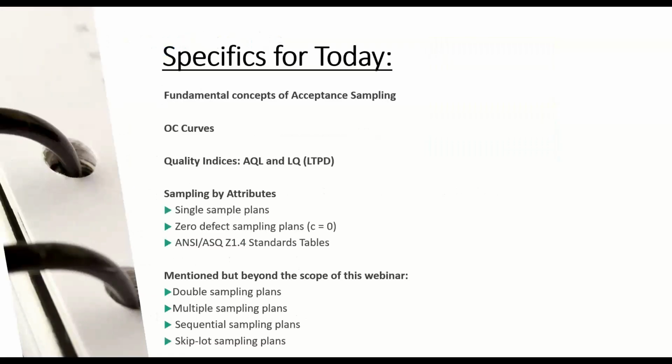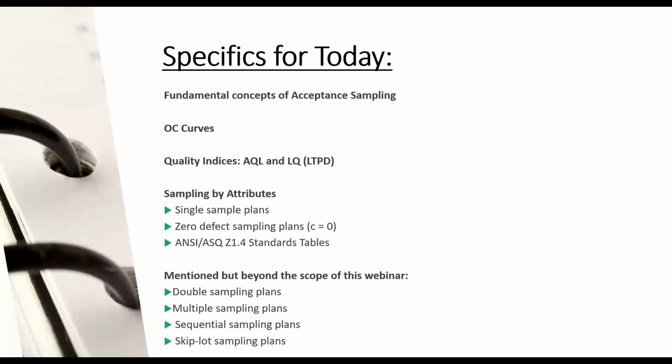Okay, so for today, we're going to look at just fundamental concepts of acceptance sampling. We're not going to get too detailed, but I think it'll be a good start. It's a good overview, and most of my webinars are overviews, right? But they're very useful. We'll look at some OC curves. We'll look at the quality indices, the AQL, the LQ, also called LTPD, RQL. Oh my gosh, so many acronyms.